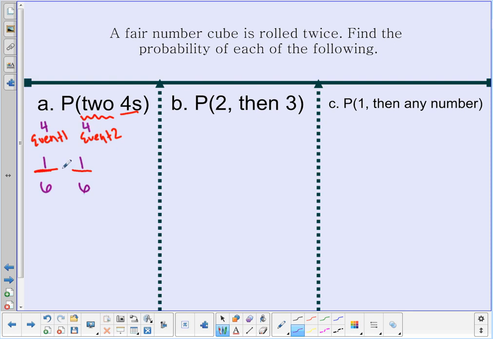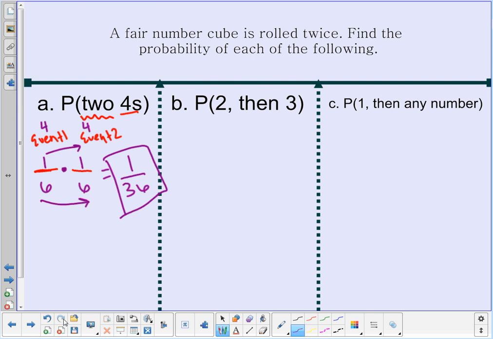I take those and I multiply them together. I want both of these things to occur at the same time, so that means I need to multiply them together. 1 times 1, when we multiply fractions, goes straight across the top, straight across the bottom. 1 times 1 is 1. 6 times 6 is 36. And that is my probability there.